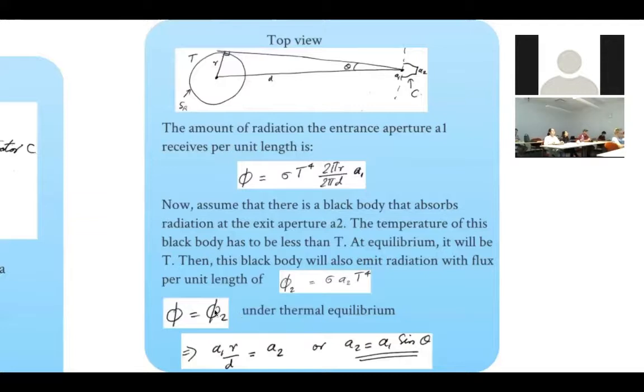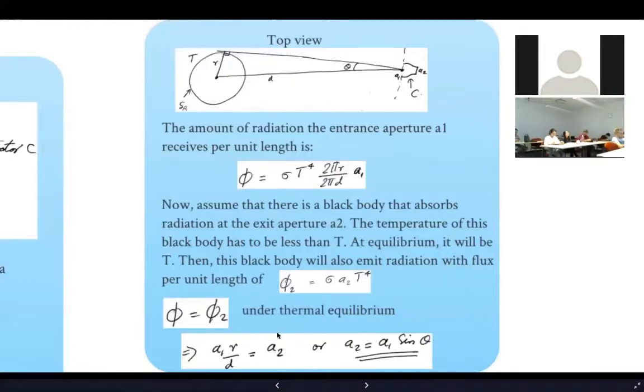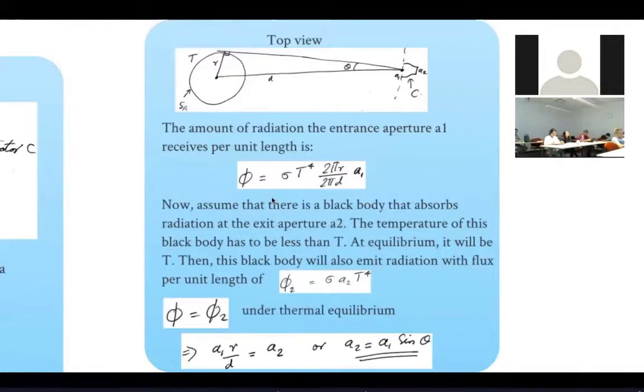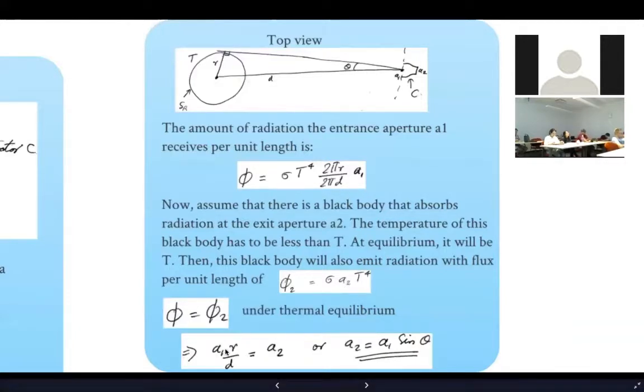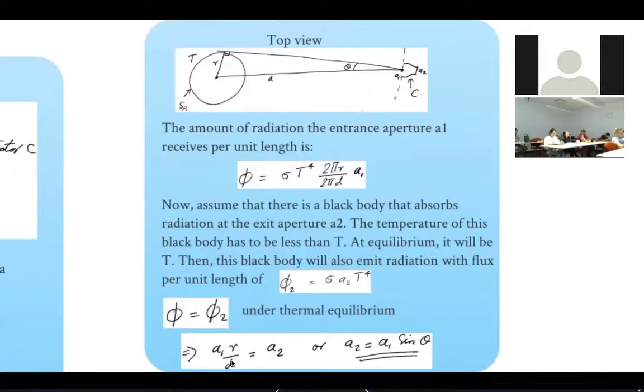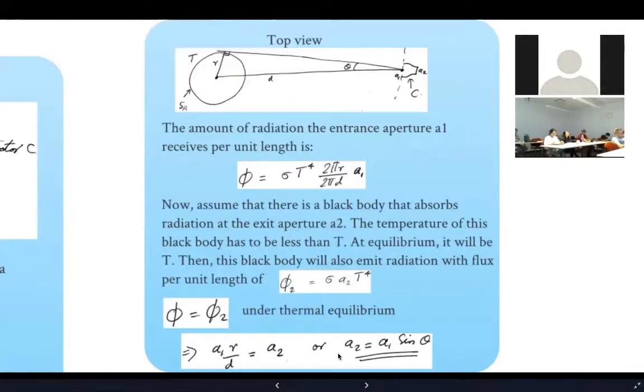So we're going to equate those. Then what we get is a very simple expression. Sigma T raised to 4, 2 pi r over 2 pi d times A1 equals sigma A2 times T raised to 4. And if you write this out, everything cancels out. All the sigmas cancel out, T cancels out. It's the same temperature, 2 pi's cancel out, of course. So you end up with A1 times r over d equals A2, or A2 equals A1 times sine theta.